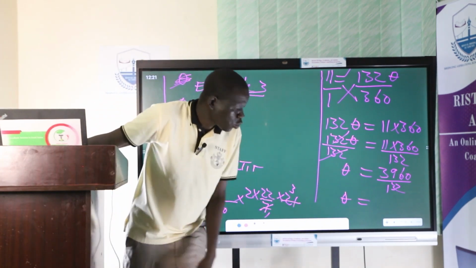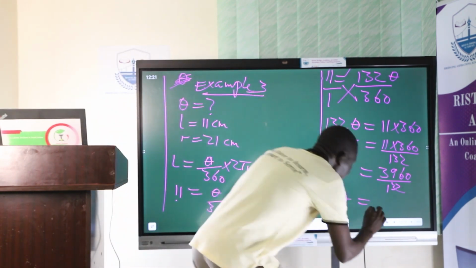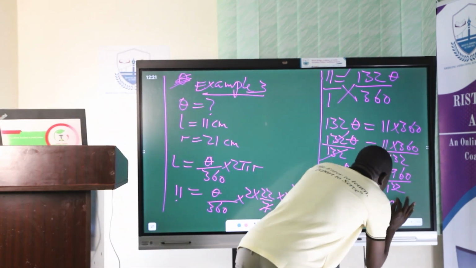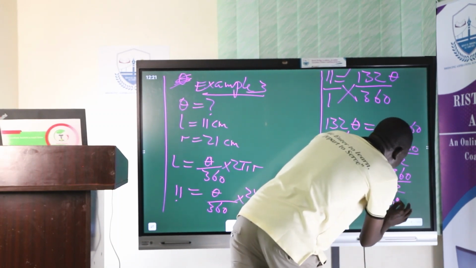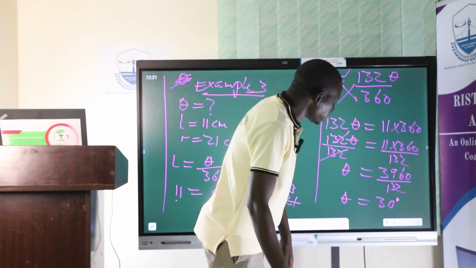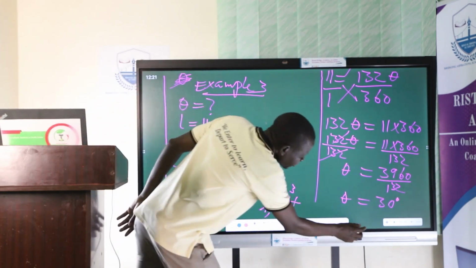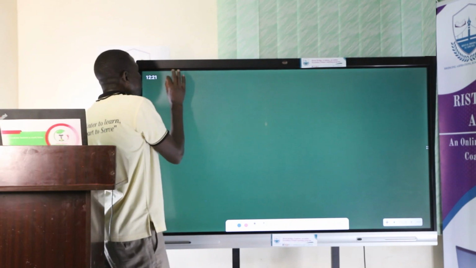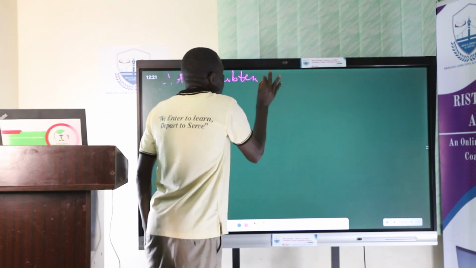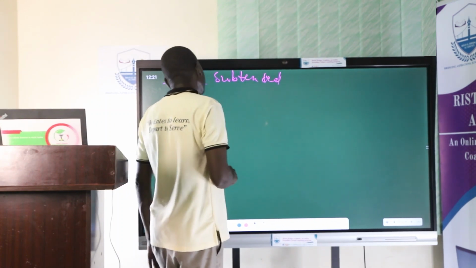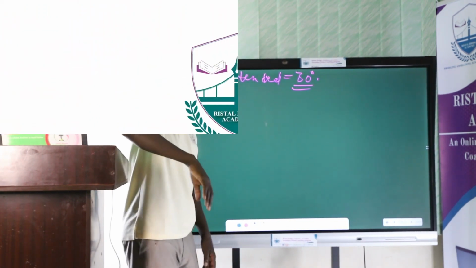30. And the angle is measured in what we call degrees, so we have to put that small circle on top of 30. So therefore, we conclude by saying that the angle subtended will equal 30 degrees. So that is how we work it out. So this has marked the end of the perimeters.